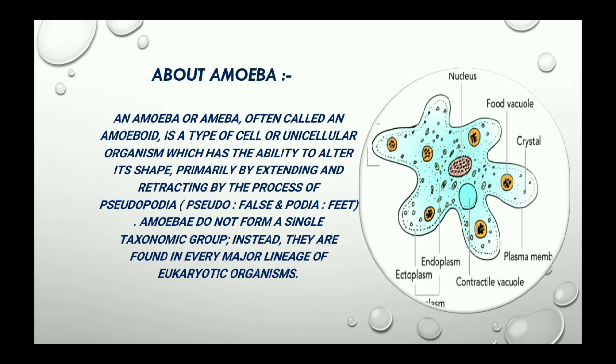So let's study about the amoeba. Then we will come to know about white blood cells also. An amoeba is a type of cell or unicellular organism which has the ability to alter its shape, primarily by extending and retracting pseudopodia. Pseudopodia means false feet: pseudo means false, and podia means feet. Amoebae do not form a single taxonomic group. Instead, they are found in every major lineage of eukaryotic organisms.